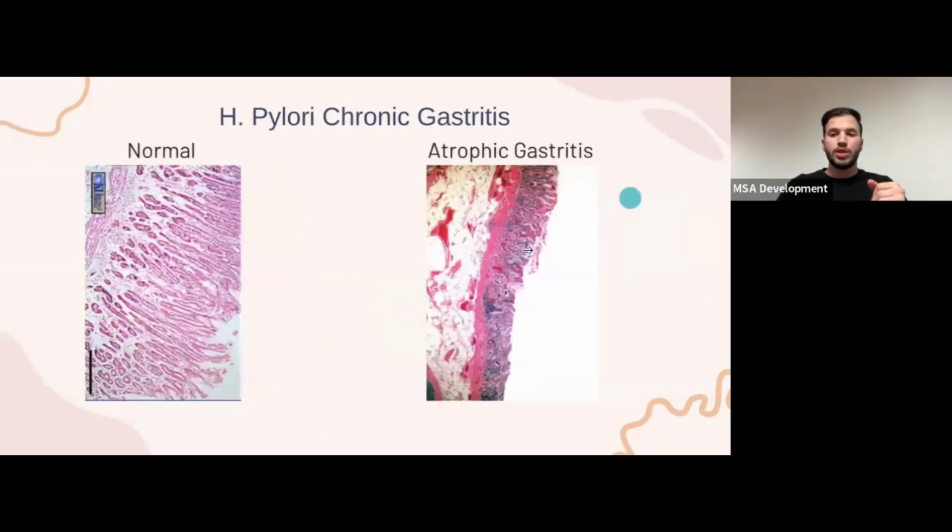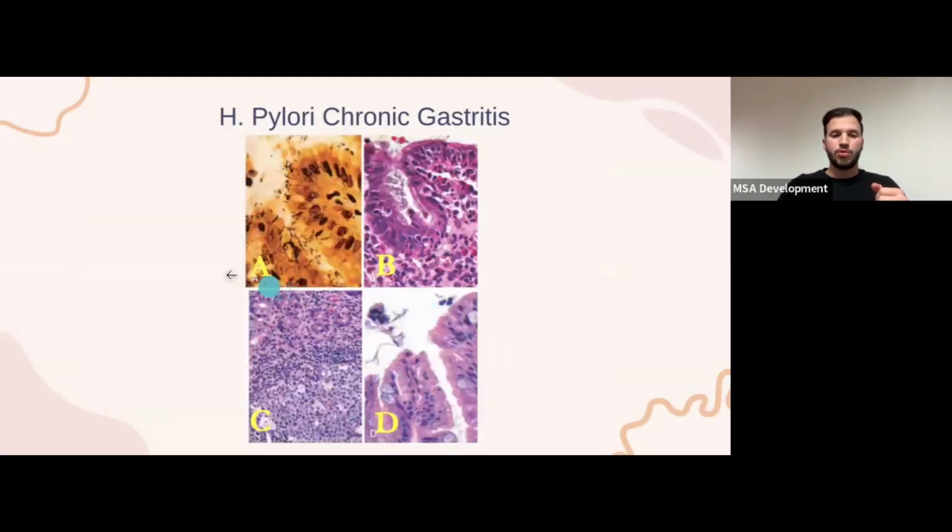Now, also these histological pictures are for the H. pylori chronic gastritis. Here in the normal stomach, the mucosa is usually thick, and we have gastric glands. However, as you can see here in the atrophic gastritis, we have aggregates of chronic inflammatory infiltrates, and the mucosa is thin. So this is H. pylori chronic gastritis. We've talked about A, which is the silver stain.